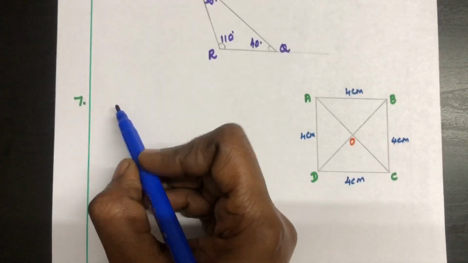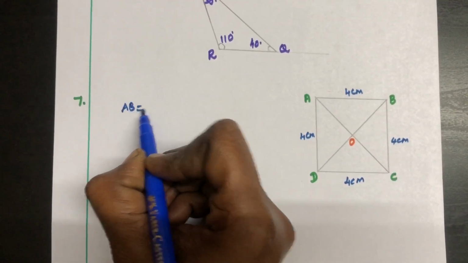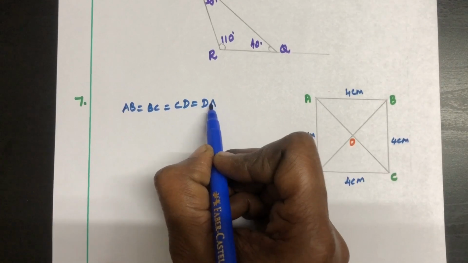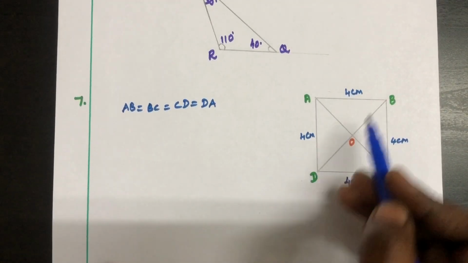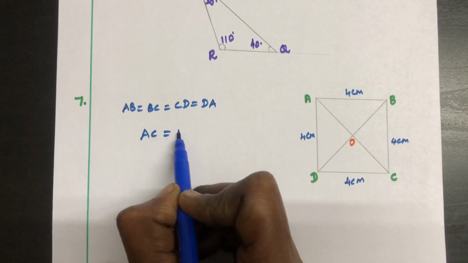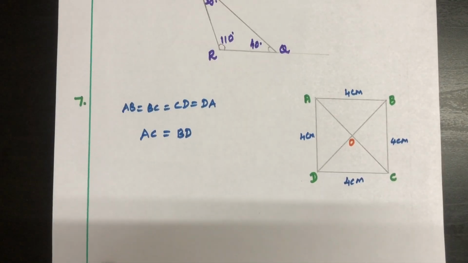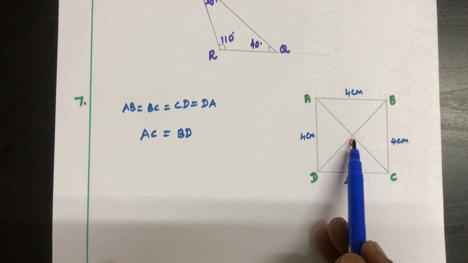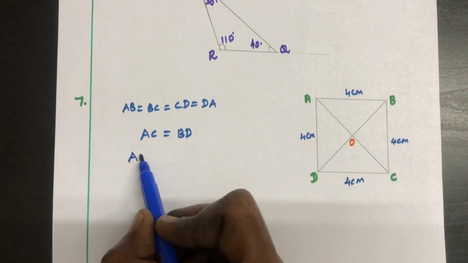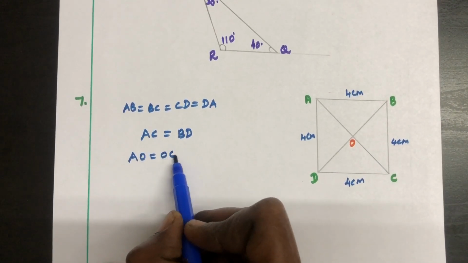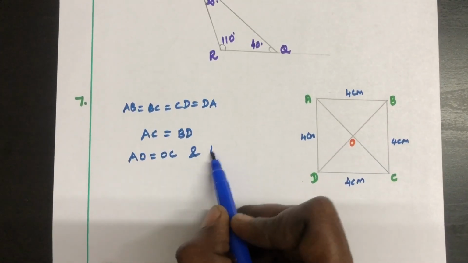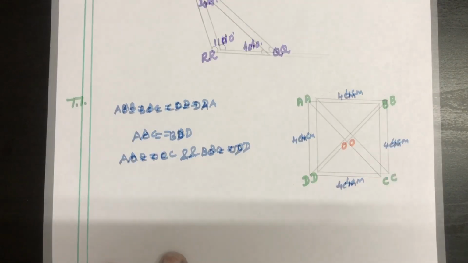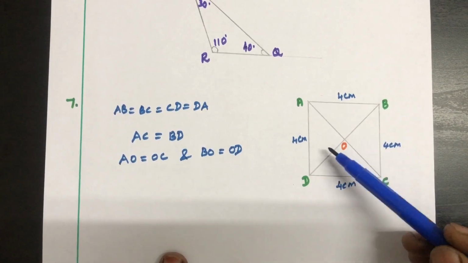All the sides are equal in a square, we know that, right? AB is equal to BC is equal to CD is equal to DA. Similarly, AC is equal to BD. Diagonals are also equal, and they bisect here. So AO is equal to OC, and BO is equal to OD. We are going to consider the four triangles here.